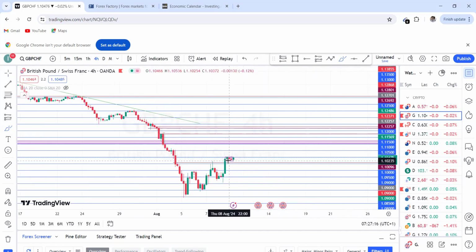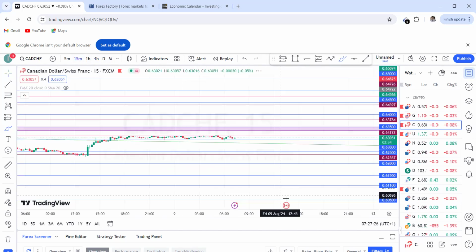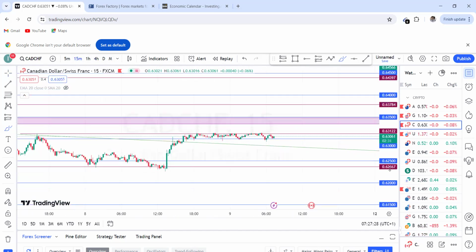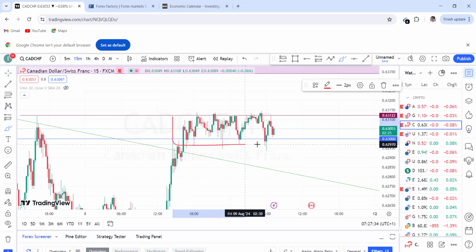This is GBP Swiss franc. You see, it is also in this range. You look at CAD Swiss franc, it is also in that same range. So let me bring it to the lower time frame so you see what I'm talking about. You see, it is still in that same box. You can see it here. So this is the same box.